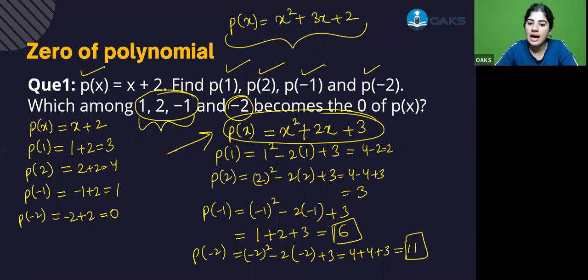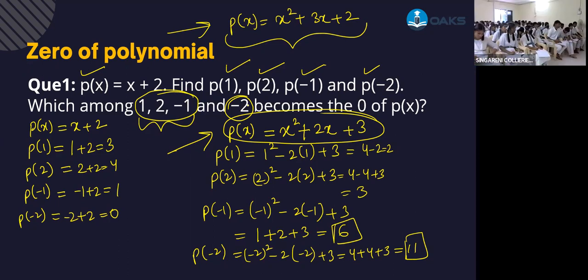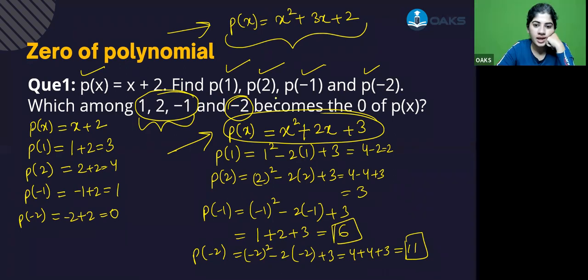Okay, so I'm now changing the polynomial to be this. Everybody here, the polynomial is again changed to this, x square plus 3x plus 2. Now you have to check again for 1, 2, minus 1 and minus 2. P of 1 is equal to 7. 6. Okay. P of 1 is equal to 6. Okay, I got that.